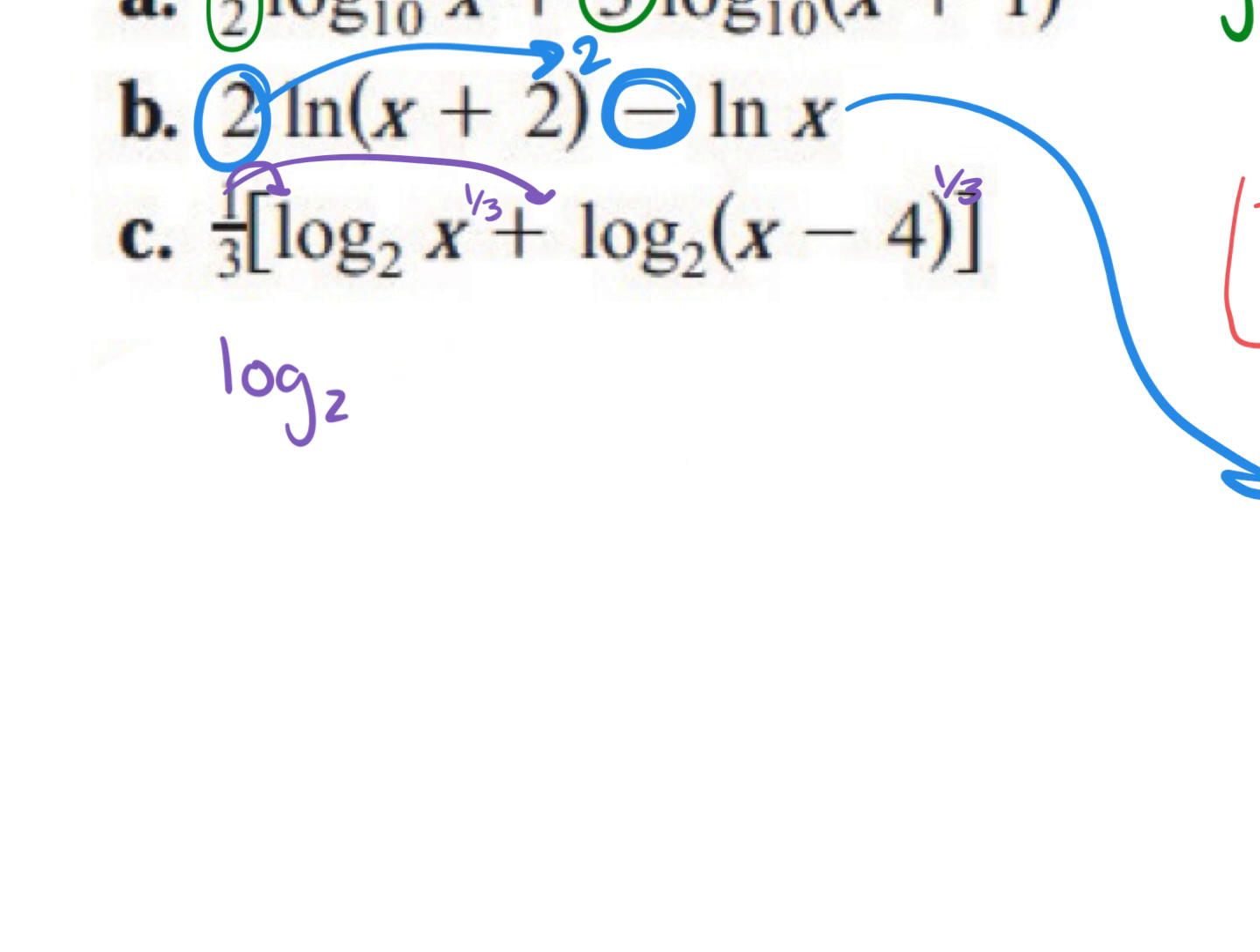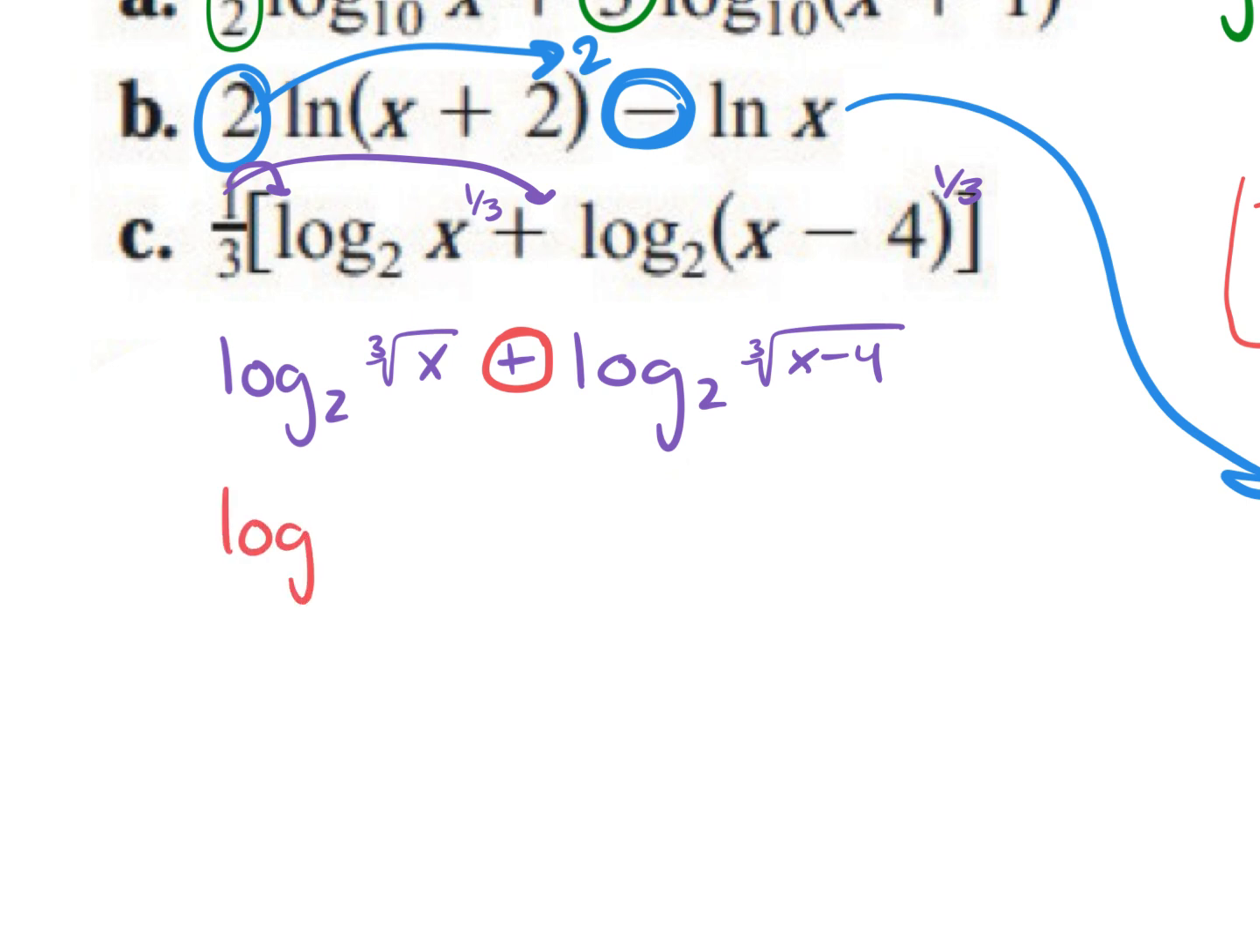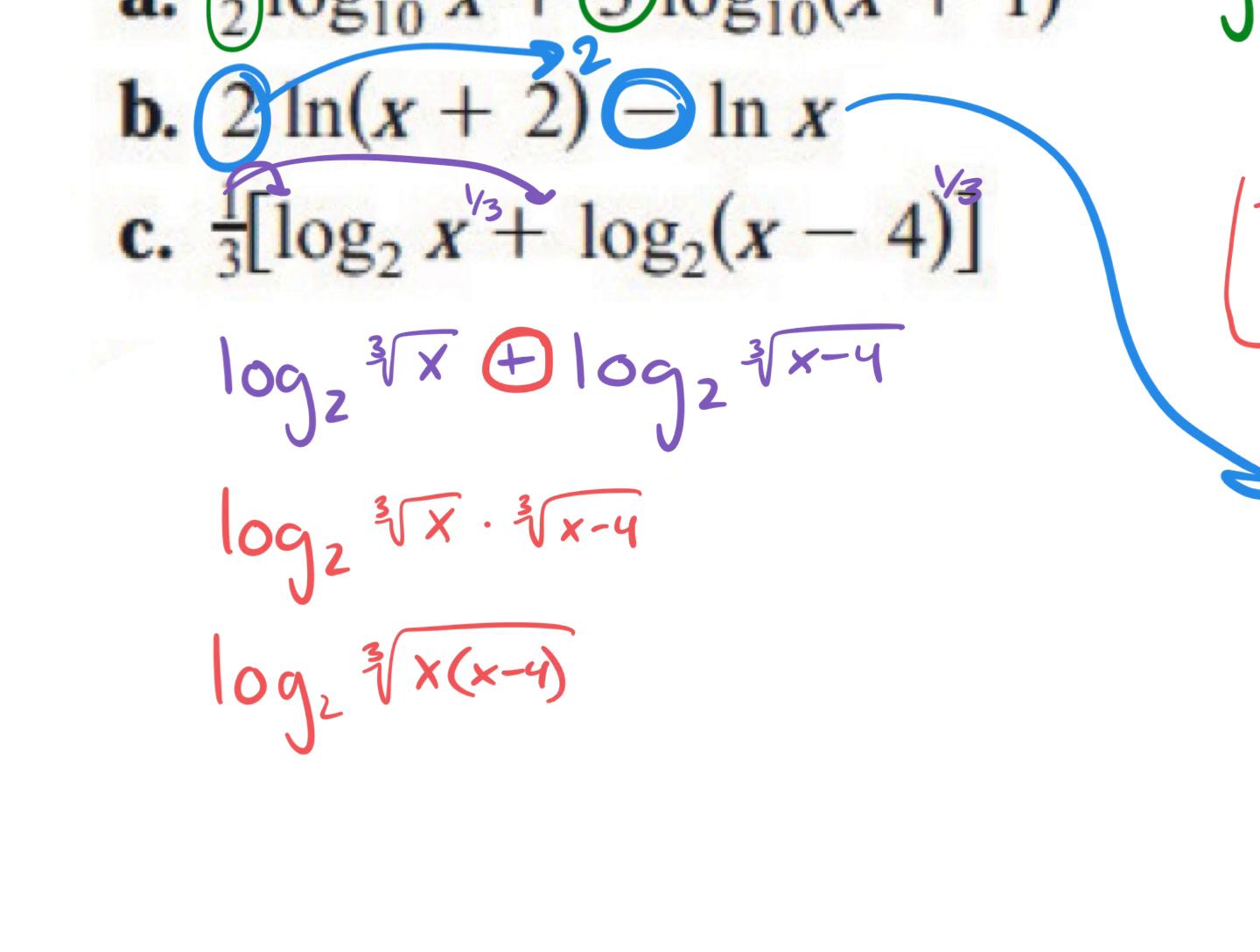What did we just say? The cubed root of x plus log base 2 of, again, we have the 1/3 power, so we'd say the cubed root of x minus 4. Now when we're adding, what goes with addition? Multiplication. So we could say the log base 2 of the cubed root of x times the cubed root of x minus 4. Since these are the same index and the same radical, we can combine them together to be log base 2 of the cubed root of x times x minus 4, like this.